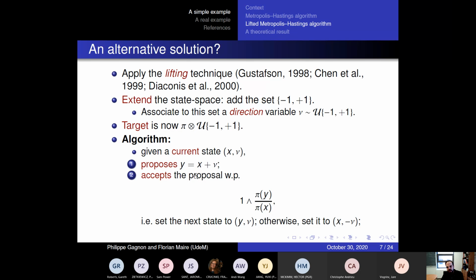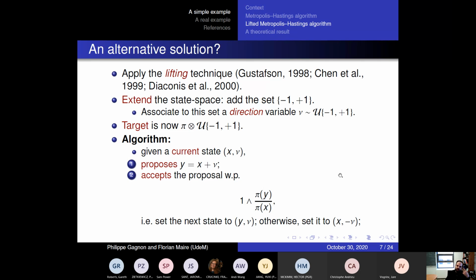We accept the proposal with the same probability as before, okay? But when we accept, we go as before to y, but we need to decide what we do with this direction, and we keep it the same. So basically, we continue going in the same direction as long as we reject. When we reject, we stay at the same state x, but we flip the direction.